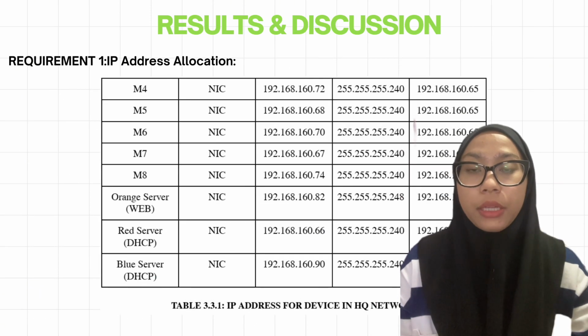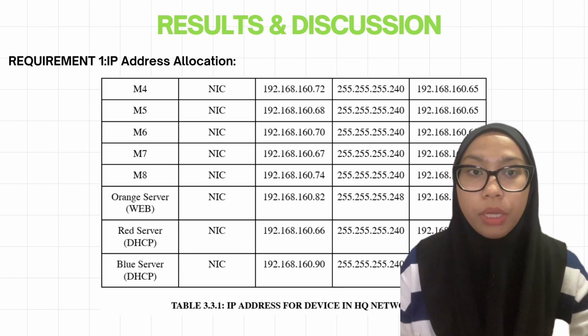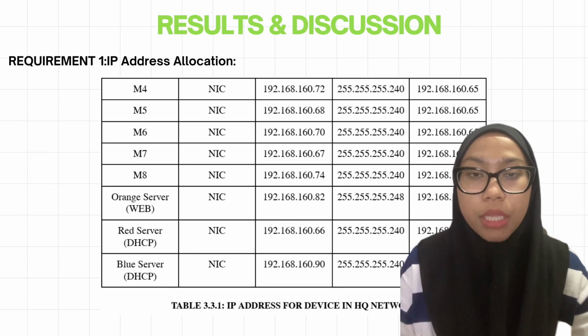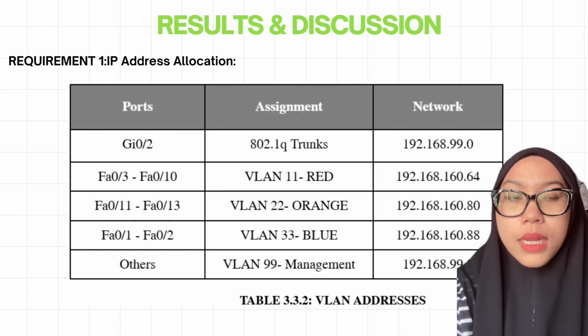As you can see in the diagram, for the HQ network, we assign specific IPs to the HQ router, web server, and the DHCP server. This structured approach ensures smooth network operation and prevents IP conflicts. Next, VLAN assigned in our network.